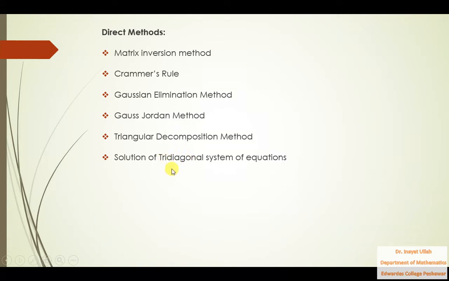will be studied actually in these methods, indirect methods. And in indirect methods, the first one is Jacobi's method, which is very important, and the second one is the Gauss-Seidel method. This is very, very important from the point of view of every examination. So let us start from the beginning of these methods. The matrix inversion method.